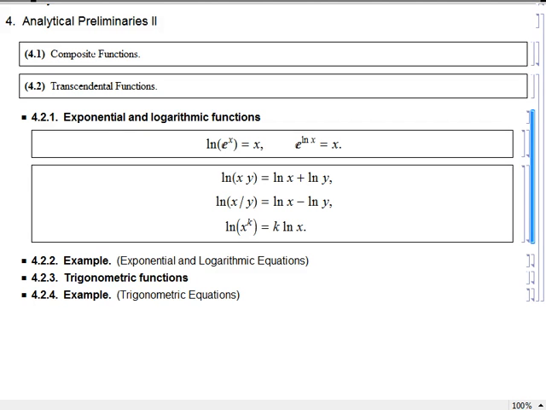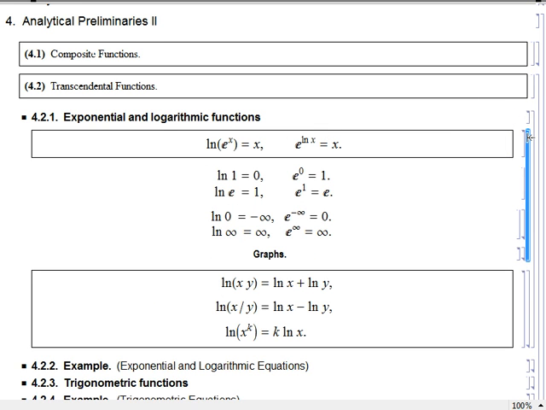First, let's review exponential and logarithmic rules. And here's one. Log and exponential cancel each other, because they're inverse functions. Some special cases. Log of 1 is 0. Log of e is 1. E to the 0 power is 1. Everything to the 0 power is 1, by the way. E to the first power is e, and so on.